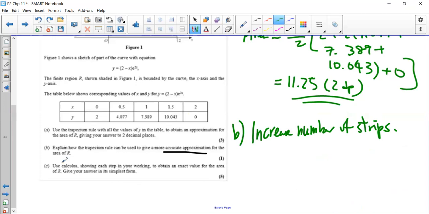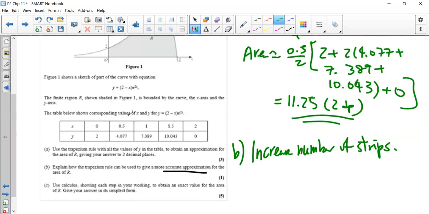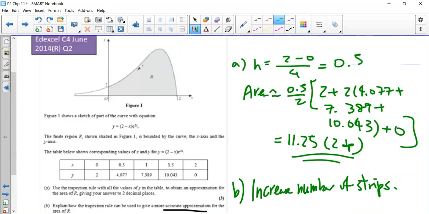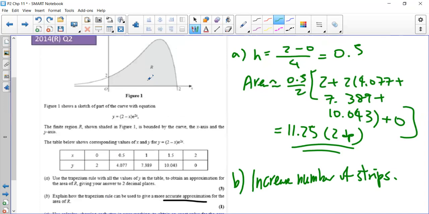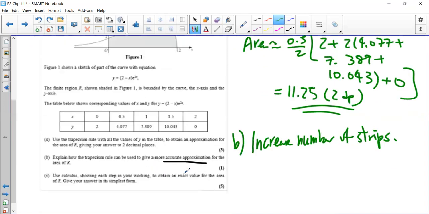Part C, use calculus, showing each step. Now using calculus means differentiation or integration. Clearly, if we want to find an area, it's all about integration. I always do this, when I ask a question, I give out the answer. So what I want you to do is integrate it, using the skills you've learned from the previous chapter, and find the exact value.